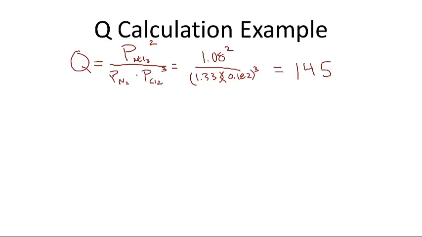So we'll just say 145. Now, 145 is greater than 96.3. So which direction will this go? Will it go to the products, reactants, or is it at equilibrium? You can either look on the previous slide. Yeah, Ian.